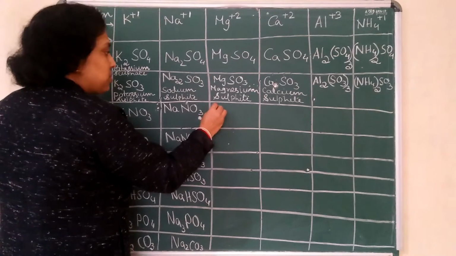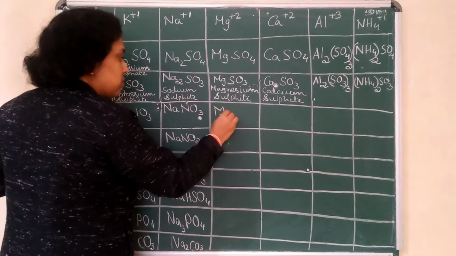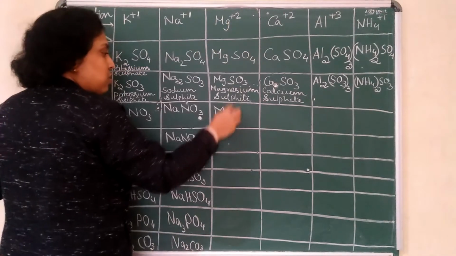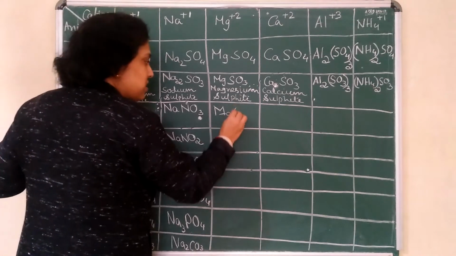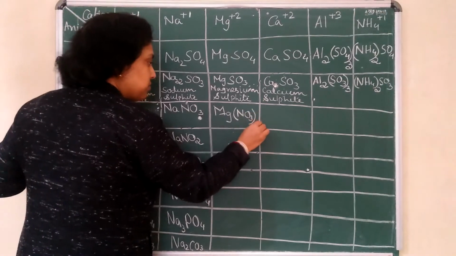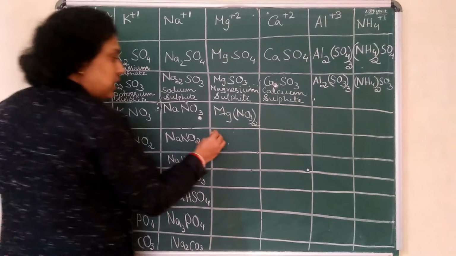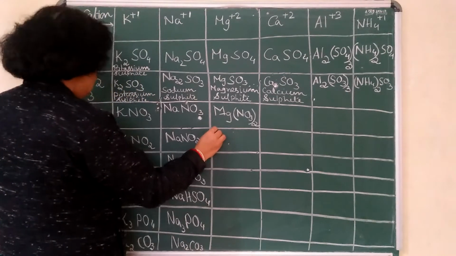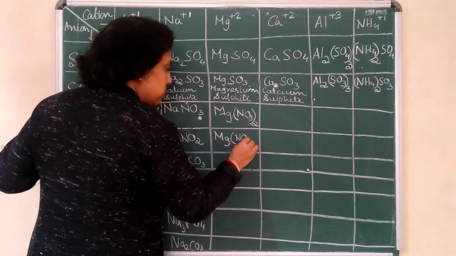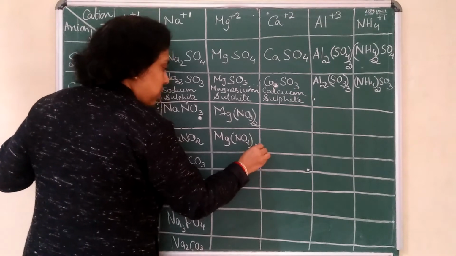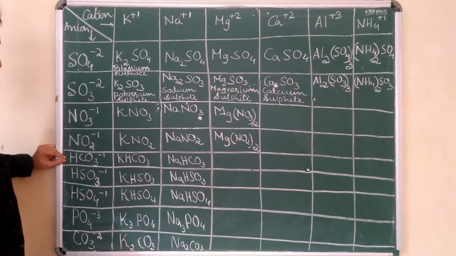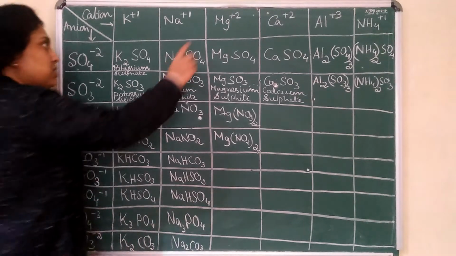Next is magnesium. So it is 2. So Mg. Now nitrate is 1. Okay. And magnesium is 2. So magnesium will get nitrate valency. So 1, no need to write. But NO3 you have to write in bracket. Then Mg(NO3)2. Now nitrite, NO2. Mg(NO2)2. Understood how to write?